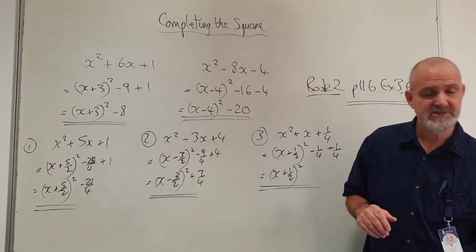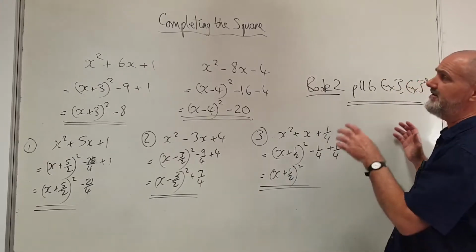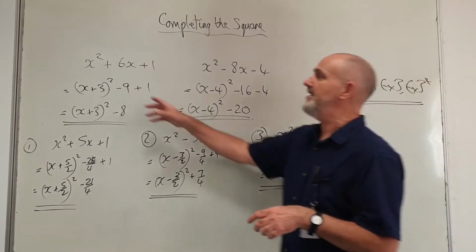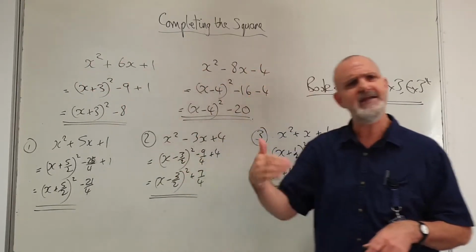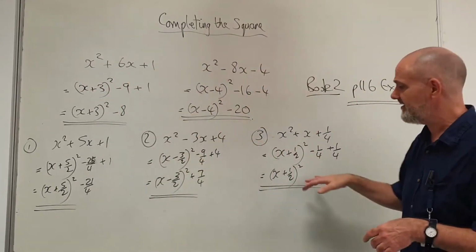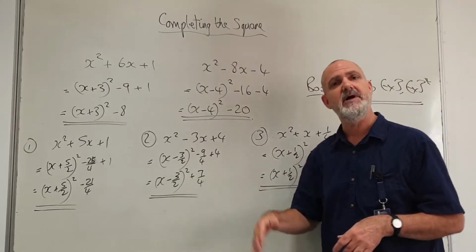Okay, so the next video I'm going to do is going to be how we complete the square when x squared isn't 1. It's slightly different, but the same process, and we end up with a bracket squared like that.